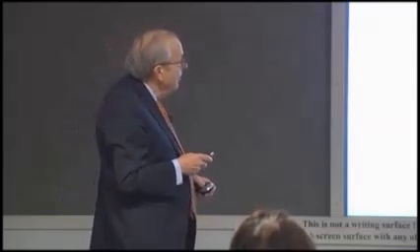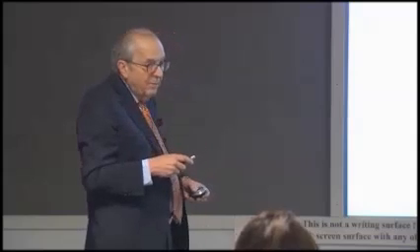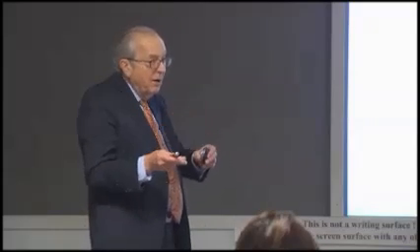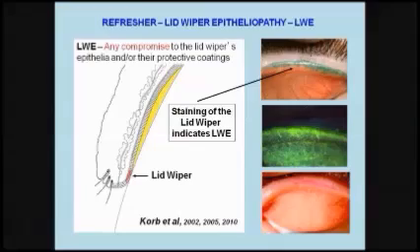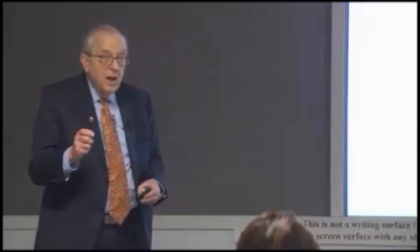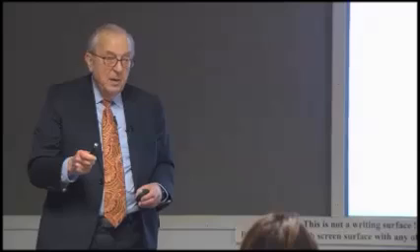So how do we determine whether we have lid wiper epitheliopathy, epitheliopathy being a pathology of those cells? Well, we stain, and we stain with the vital dye. We could stain with either rose bengal, or we could stain with lissamine green, or we could stain with fluorescein. If I had one dye, it would be fluorescein. I would prefer to use two dyes.